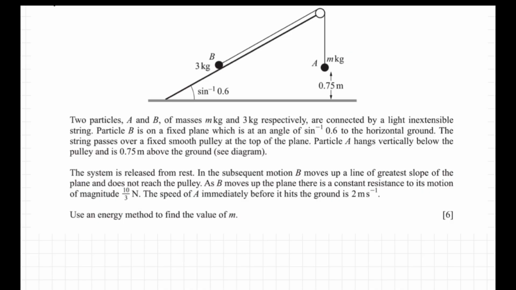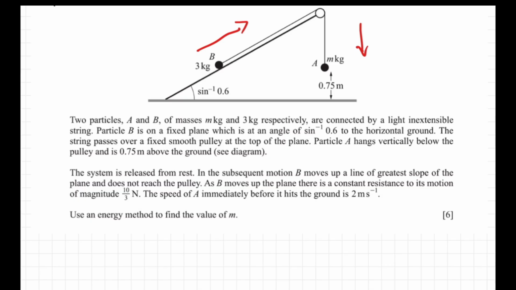Okay, so I think I'm ready. The string passes over a fixed pulley at the top. Particle A hangs above. B moves up, so this comes down. B moves up the plane, and the resistance to its motion is constant. Find the speed of A before it hits the ground.